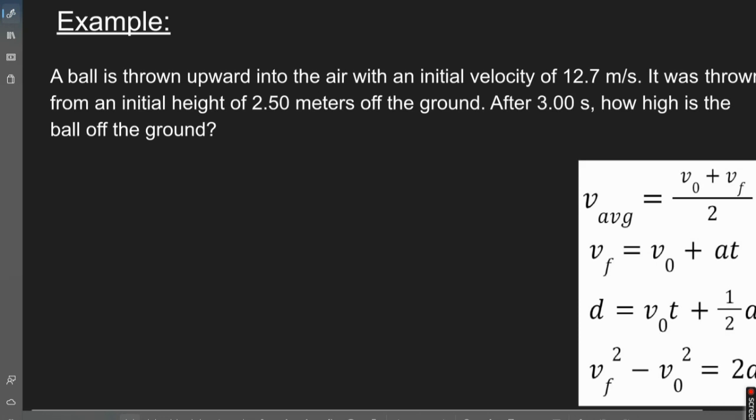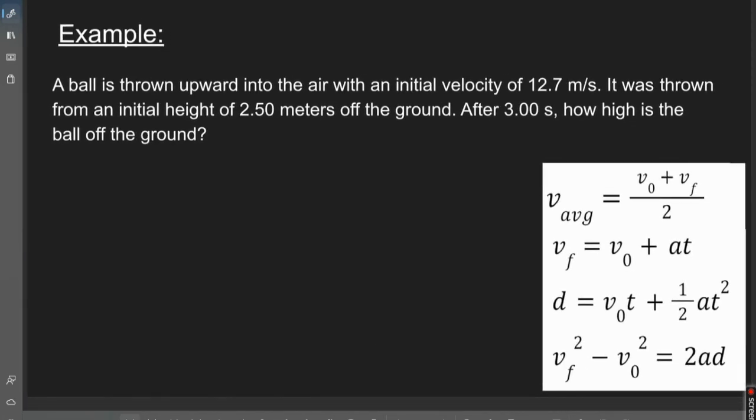Okay. A ball is thrown upward into the air with an initial velocity of 12.7 meters per second. It was thrown from an initial height of 2.50 meters off the ground. After 3 seconds, how high is the ball off the ground?